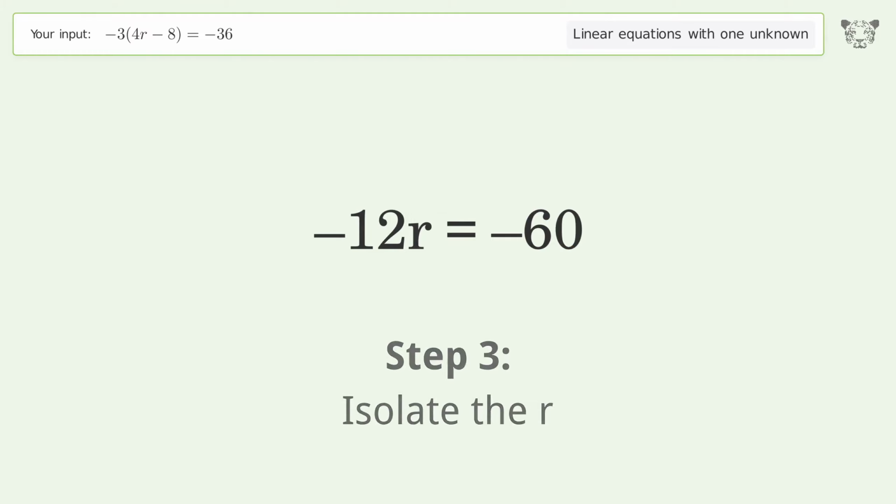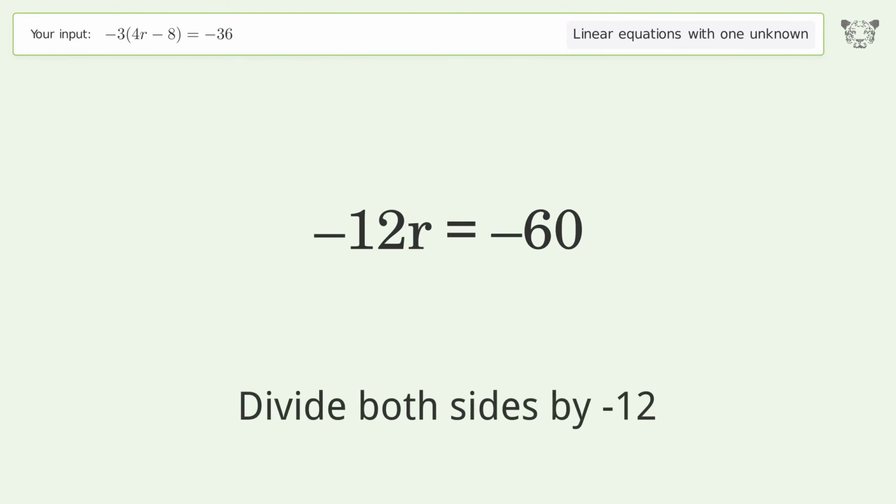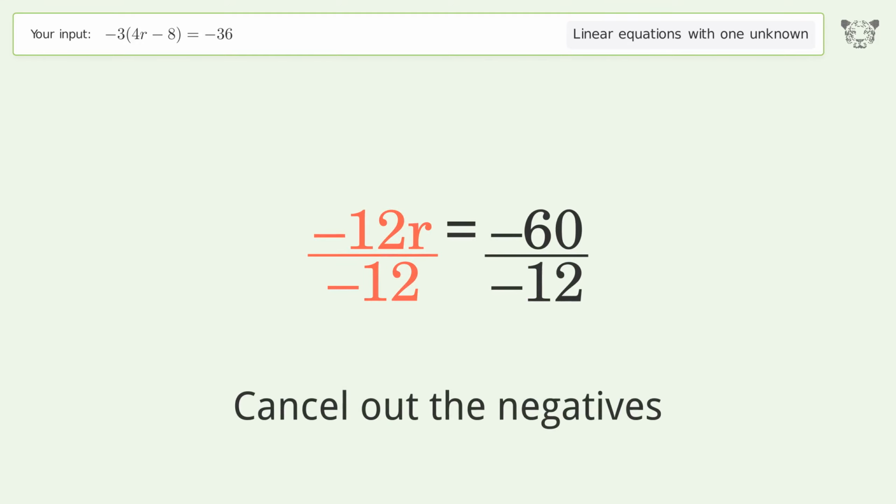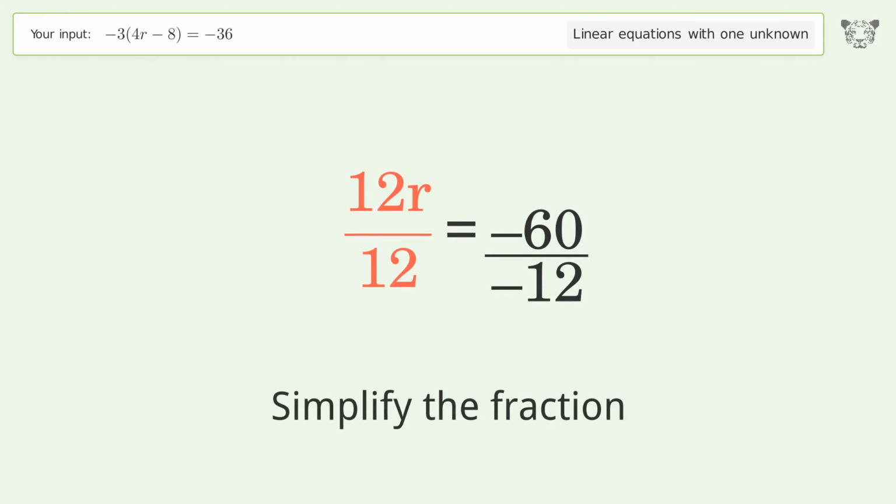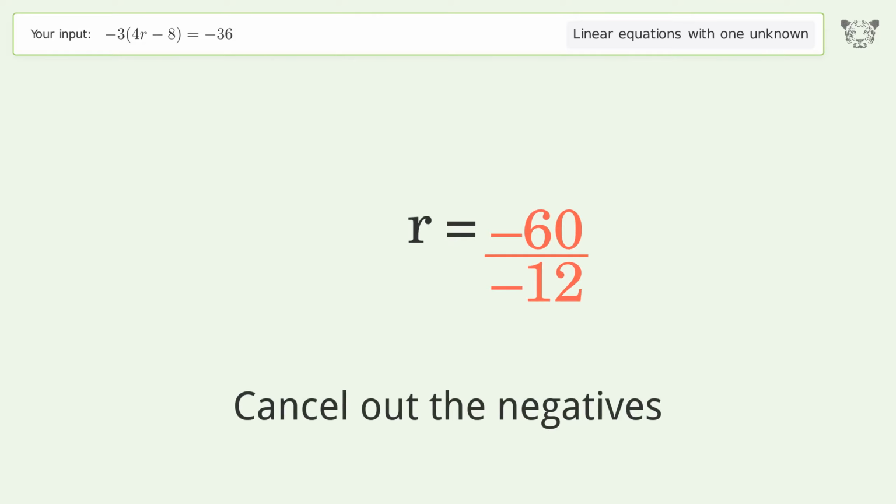Isolate the r. Divide both sides by -12. Cancel out the negatives. Simplify the fraction. Cancel out the negatives.